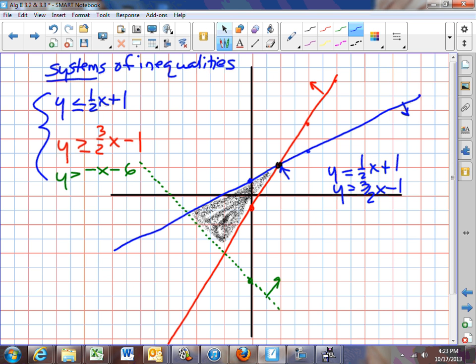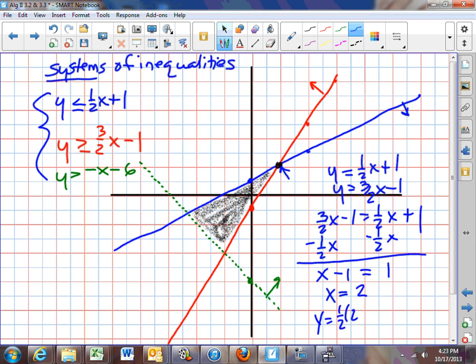So to solve this system of linear equations, probably the easiest way would be to use substitution, where I'll put 3/2 x minus 1 in for y in the first one. I get 3/2 x minus 1 equals 1/2 x plus 1. If I subtract 1/2 x from each side, I get 2/2 x, or just x, minus 1 equals 1. Add 1 to both sides, I get x equals 2. And if x equals 2, put it back in the first equation. y is equal to 1/2 times 2 plus 1, which is also equal to 2. And so we get the ordered pair 2, 2 as that point of intersection.